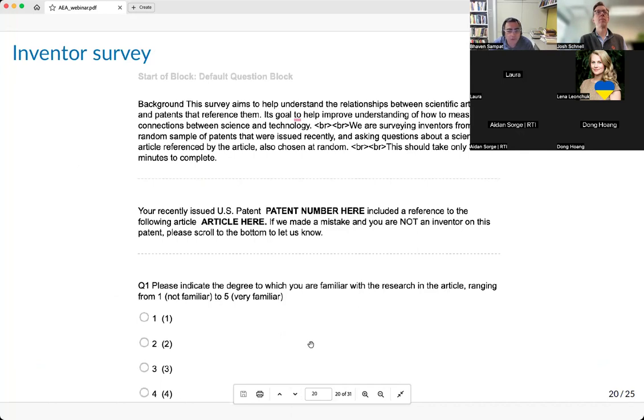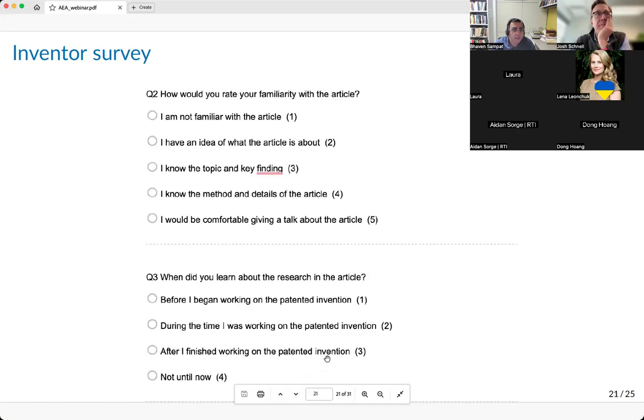But I also got frustrated with lawyers telling me that these citations don't mean what you actually think they mean. So I've also actually just surveyed inventors. I did a survey a few years ago of 10,000 inventors that cite science, 5,000 front page, 5,000 in text, asking them questions like, do you know about this article? Next slide, Josh. How familiar are you? When did you learn about it? And questions about how impactful this actually was.